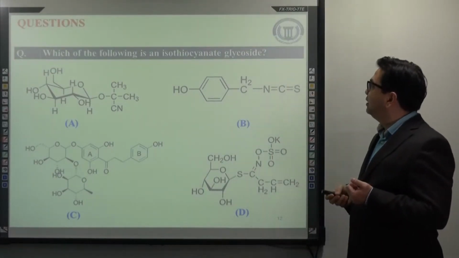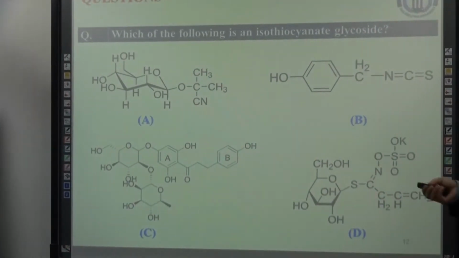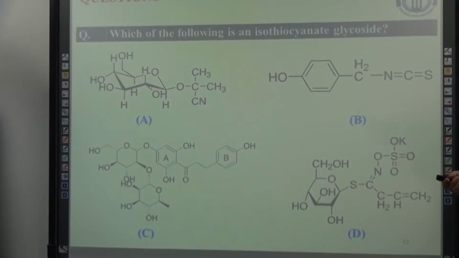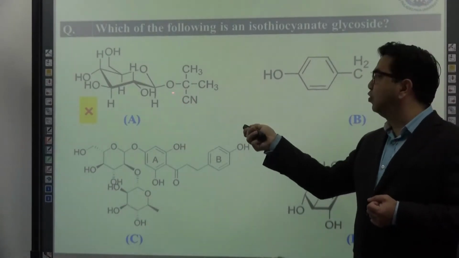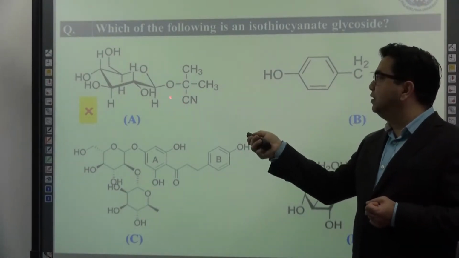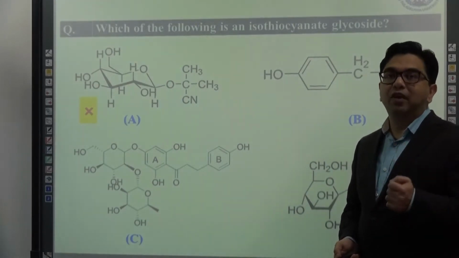Next question, which is the basic question of this chapter. Which of the following is an isothiocyanate glycoside? So look at these four structures. Structure A, no. If you look at the structure carefully, it contains a CN group plus sugar. That means it is an example of cyanogenic glycoside, not isothiocyanate.